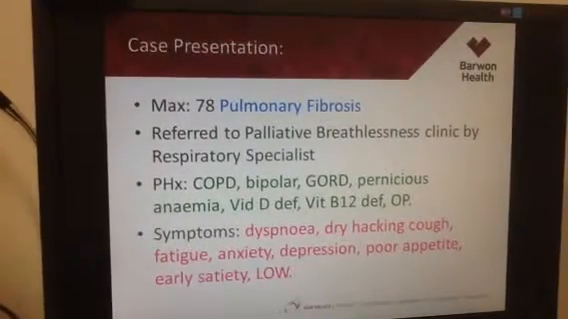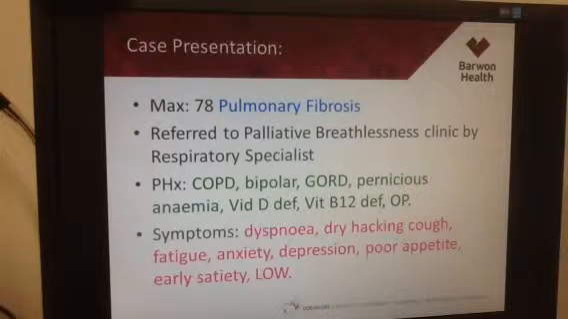Max is a 78-year-old gentleman with pulmonary fibrosis, referred from his respiratory specialist due to his recent functional decline and his advanced disease progression. He's now requiring oxygen 24 hours a day. His disease is also complicated by a bipolar disorder with associated severe anxiety. He's got other symptoms as well: the dry hacking cough that keeps him awake at night, some nausea and some early satiety, that feeling of fullness, with the associated loss of weight.